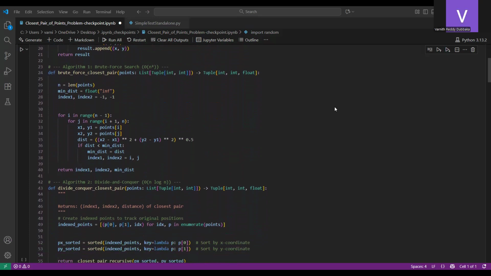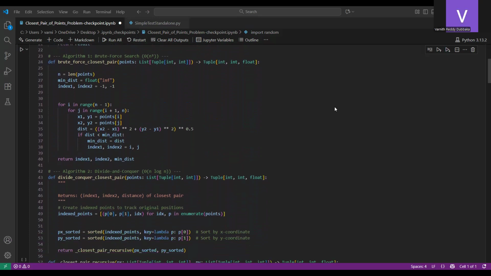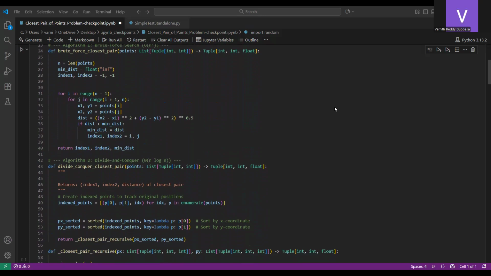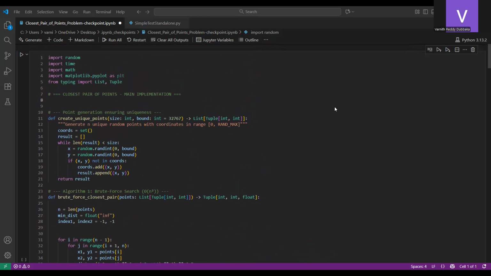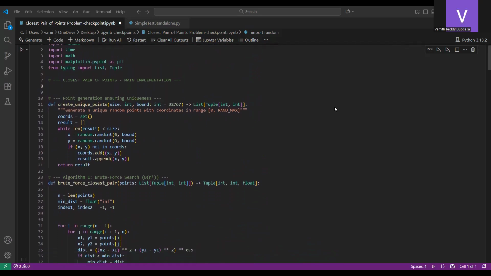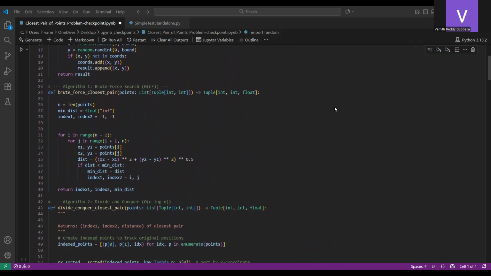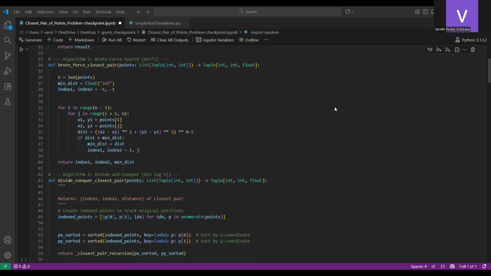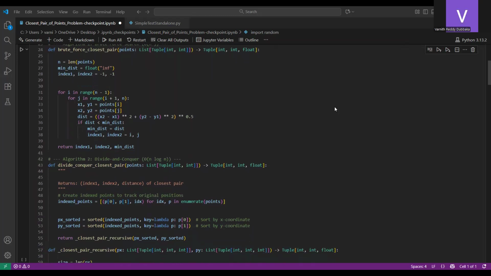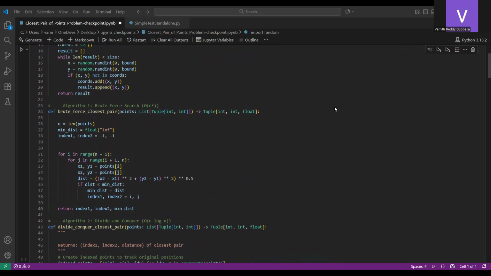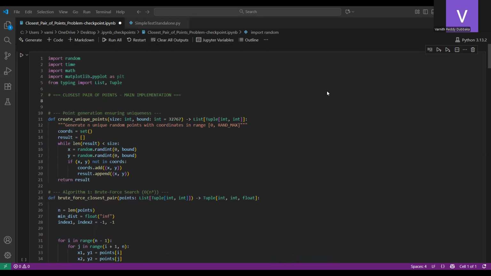Since it is Python in a Jupyter notebook, we don't need compilation. We just execute the cells directly. Let me quickly show you the structure of the implementation. Here's the brute force closest pair function, which examines all possible pairs of points, and here's the divide and conquer closest pair function using recursive splitting. This closest pair recursive function implements the recursive divide and combine logic of the divide and conquer method. The create unique points function generates random unique points for our test.